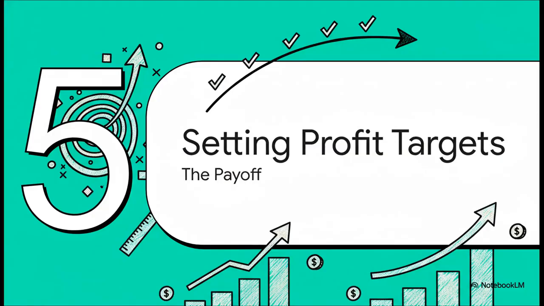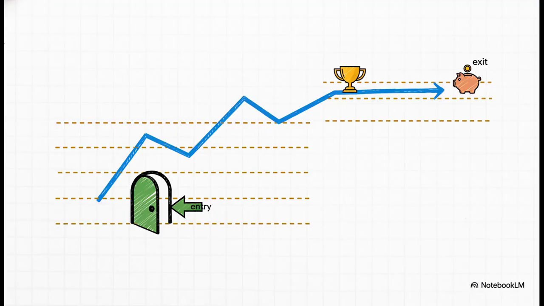Okay, so finding a good entry is awesome, but it's only half the game. You also need to know when to get out and take your profit. And you guessed it, Fibonacci can help with that too. For this, we use a tool called Fibonacci extensions. So if retracements help you get into a trade, extensions help you figure out where to get out. They project forward to show you potential price targets.